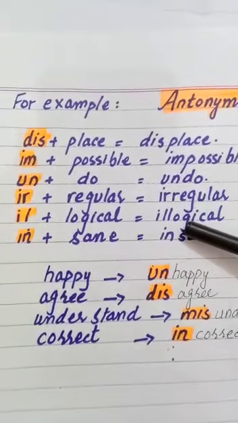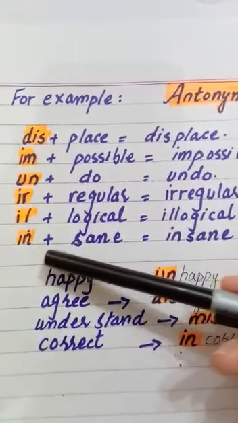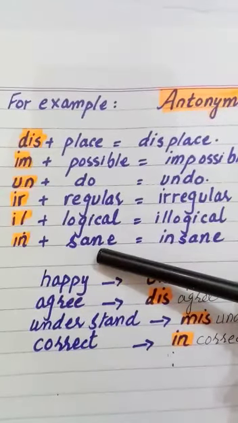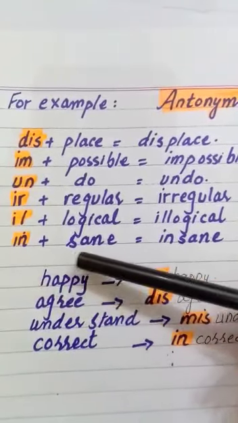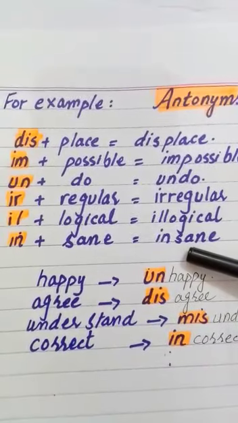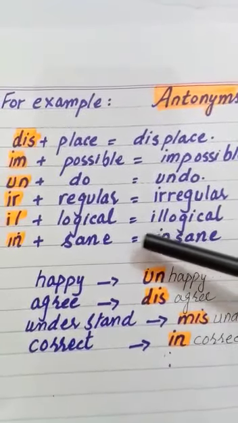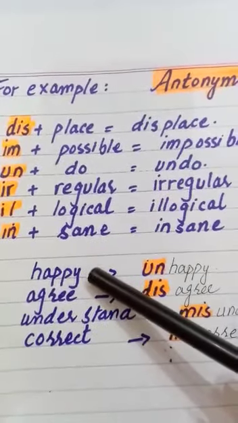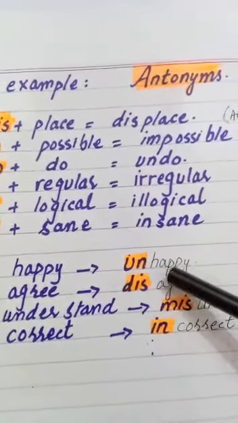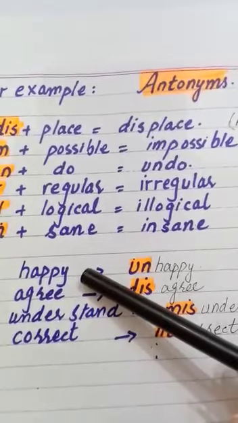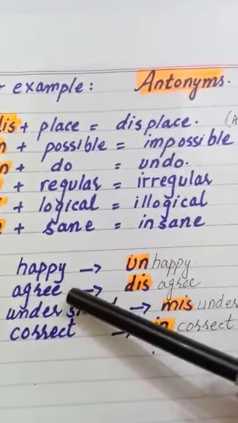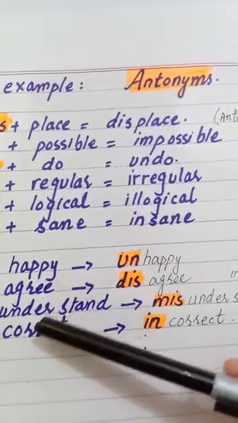Logical, illogical. Similarly, in plus sane. In is a prefix, sane is a word, and when we put them together, it is insane. And insane is the opposite or antonym of sane. Similarly, happy. When we put un with that, it becomes unhappy. Unhappy is the antonym of happy. Agree and disagree. Disagree is the antonym of agree.